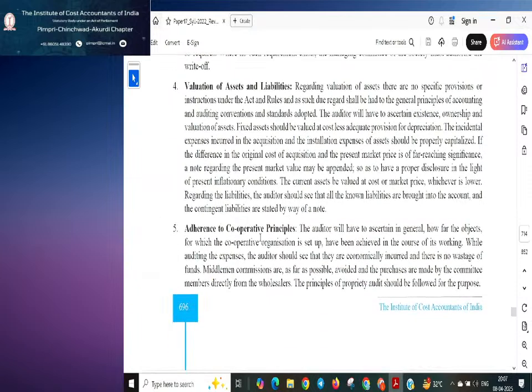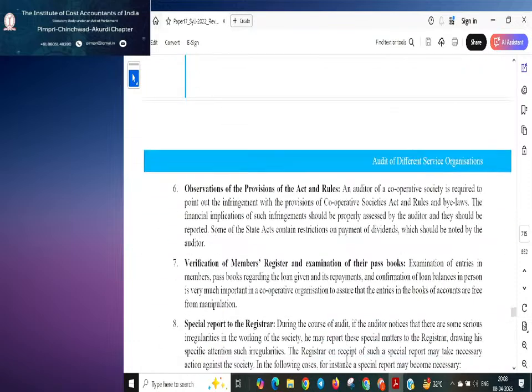Then adherence to cooperative principles. The auditor will have to ascertain in general how far the objects for which the cooperative organization is set up have been achieved in the course of its working. While auditing the expenses, the auditor should see that they are economically incurred and there is no wastage of funds. Middlemen commissions are, as far as possible, avoided, and the purchases are made by the committee members directly from the wholesalers. That is the main idea of setting up a cooperative society, so that they eliminate the middlemen who try to take maximum advantage. The principles of propriety audit should be followed for the purpose.